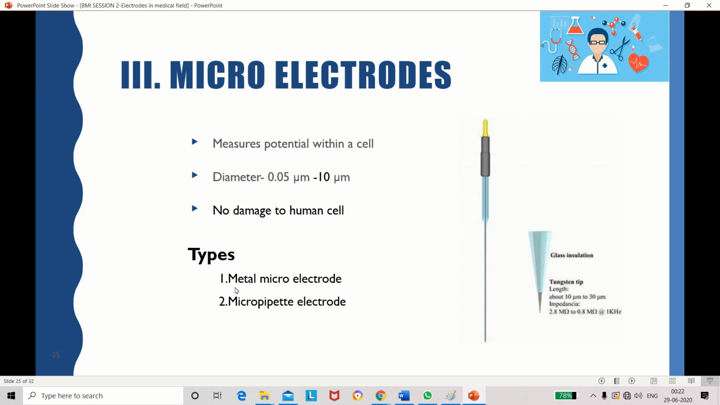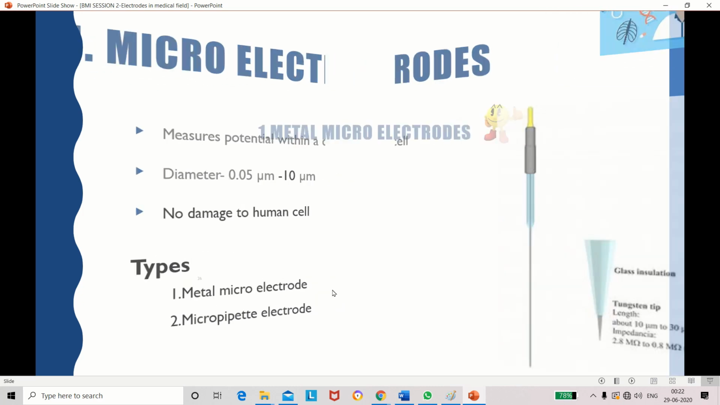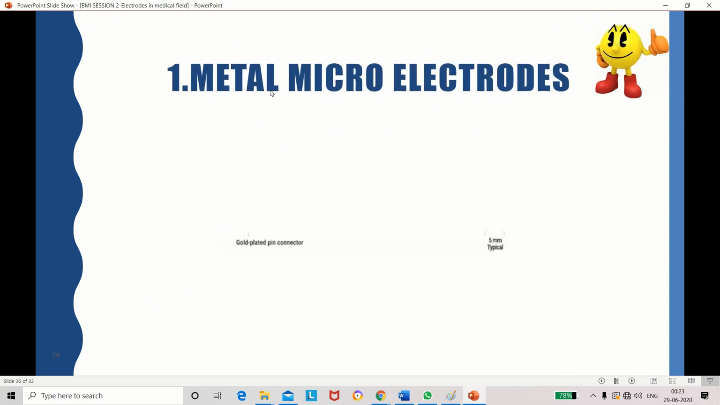First, let us discuss what is metal microelectrode. See, metal microelectrode. So, this is the sample diagram. See this. This microelectrode is very sharp. See, the length of this needle is 5 millimeter, and the length of the insulating rod varies with different sizes. It may be 2 inches or 3 inches or 5 inches.